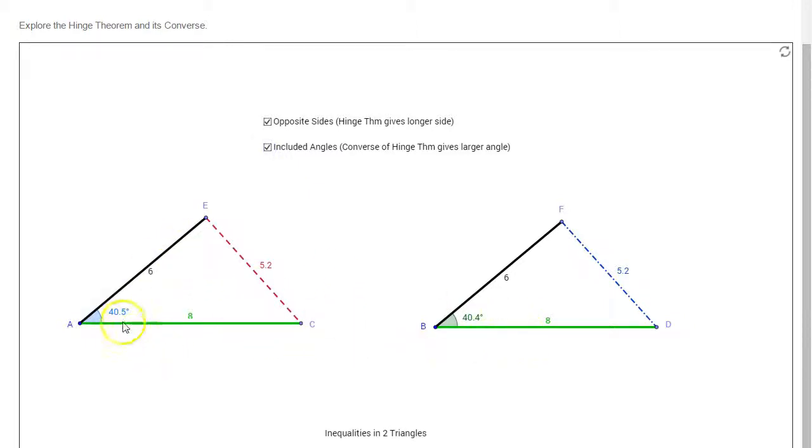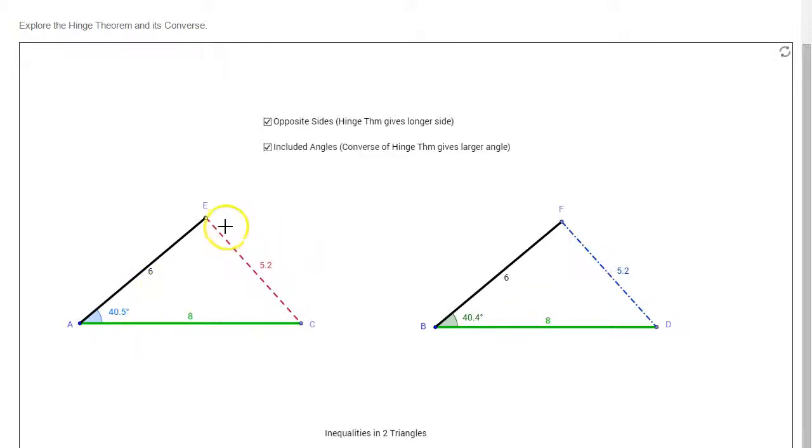Now, here's what happens. On this drawing, I can't change the length of AE and AC or BF and BD. Those two guys are fixed. Two sides are guaranteed congruent. And that's the first part of the hinge theorem. You have two triangles where you know two pairs of sides are congruent. Now the question becomes this. What can we say about the third pair of sides? Or what can we say about the included angle? Because remember, side, angle, side. So what can I say about either of those?